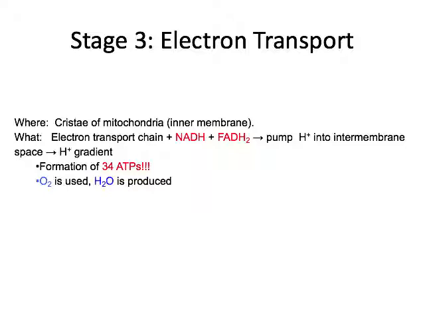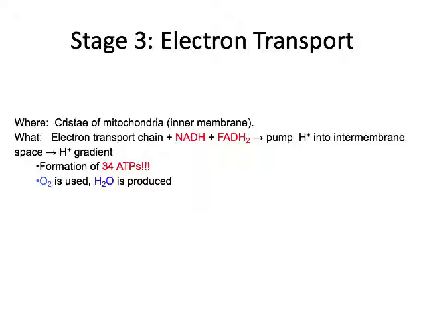In stage 3, which is electron transport, this occurs on the inner membrane of the mitochondrion. What happens? Well, there's an electron transport chain that releases the energy that your cells will need to make most of their ATP.